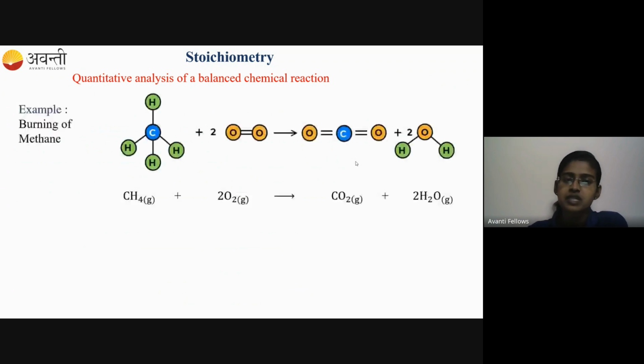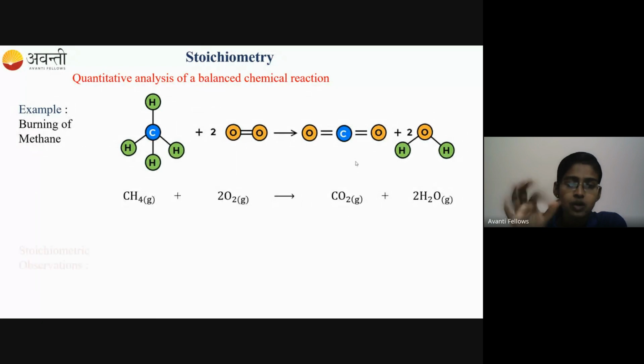Let me take the combustion of methane. Combustion means 1 mole of methane will react with 2 moles of oxygen and it will produce 1 mole of carbon dioxide and 2 moles of water. So this is the complete combustion of methane. We have already studied this reaction in the hydrocarbons lesson, no? So the same reaction is this.